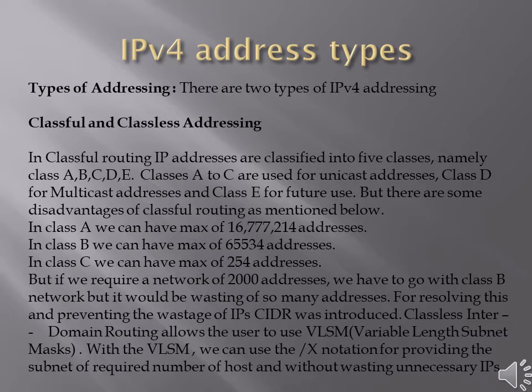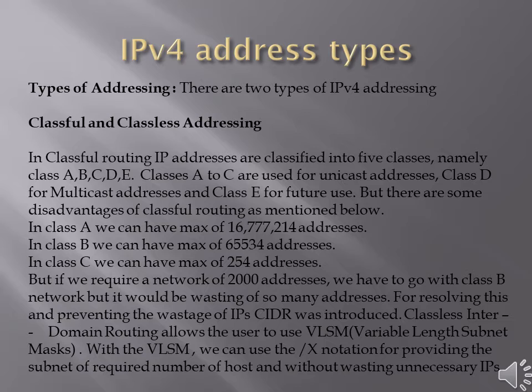IPv4 address types. There are two types of IPv4 addressing, classful and classless addressing. In classful addressing, IP addresses are classified into 5 classes, namely class A, B, C, D and E. Classes A to C are used for unicast addresses, class D for multicast addresses, and class E for future use. For networking, we generally use class A to C. But there are some disadvantages of classful addressing, as mentioned below.